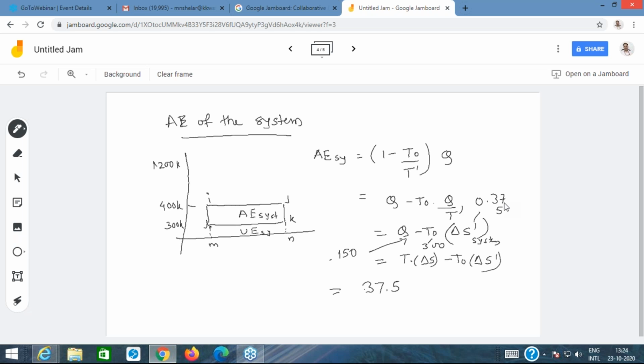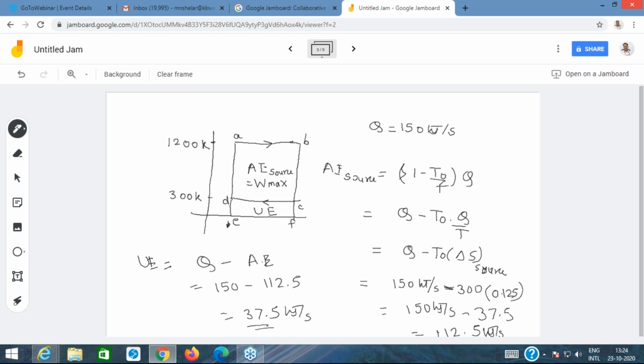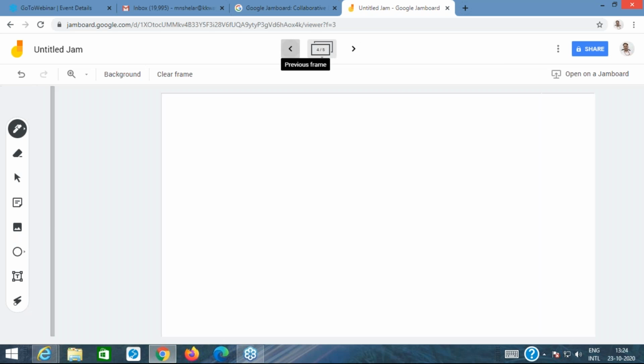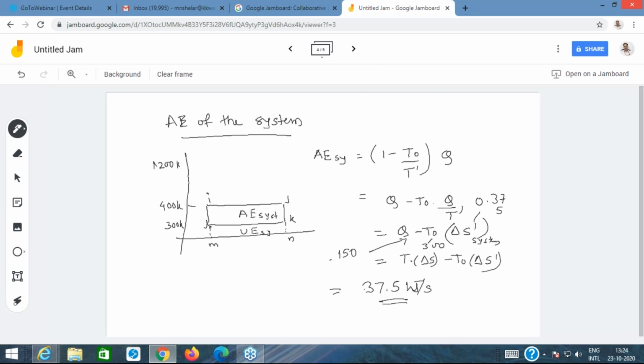37.5 is the entropy. Sorry, it is the available energy of the system. Now, if you look at the available energy of the source, it was 112.5, and now it has decreased to what? Sorry, it has decreased to 37.5.